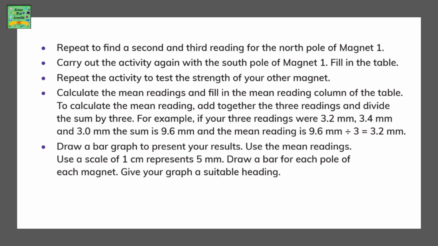To calculate the mean reading, add together the three readings and divide the sum by 3. For example, if your three readings were 3.2 millimeters, 3.4 millimeters, and 3 millimeters, the sum is 9.6 millimeters. And then to find the mean reading, you will divide 9.6 by 3, which is equal to 3.2.